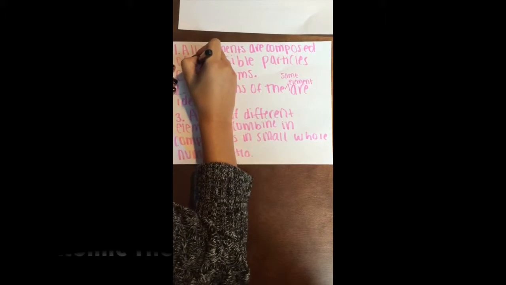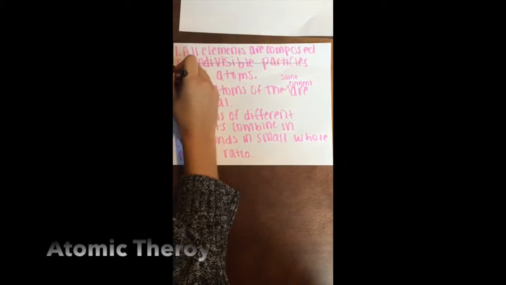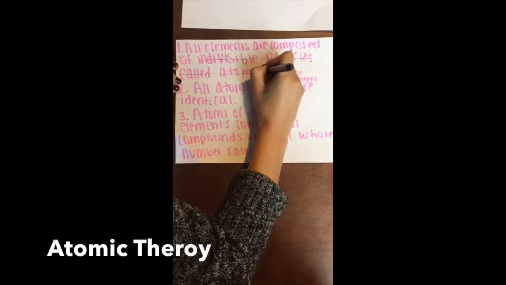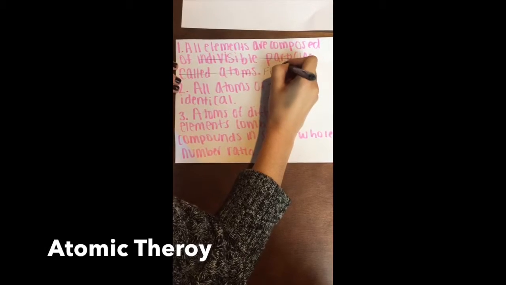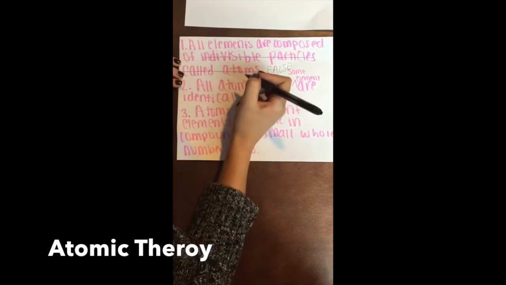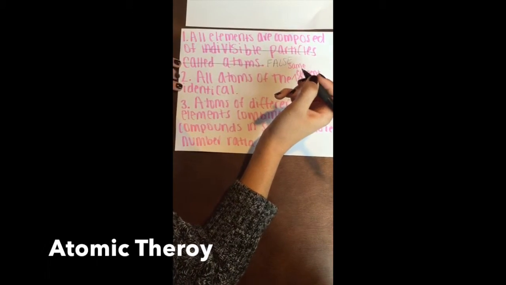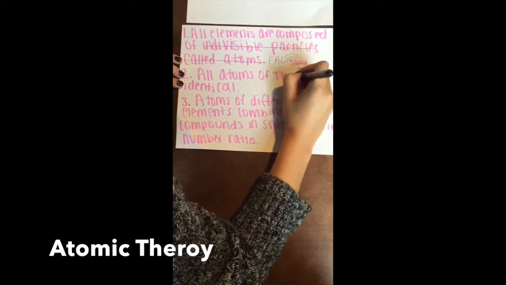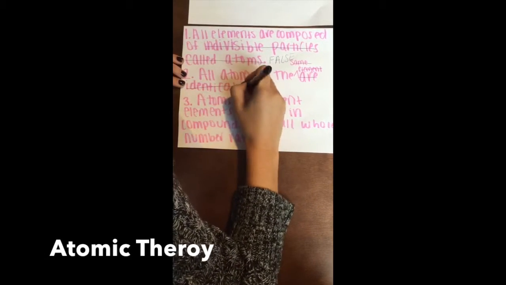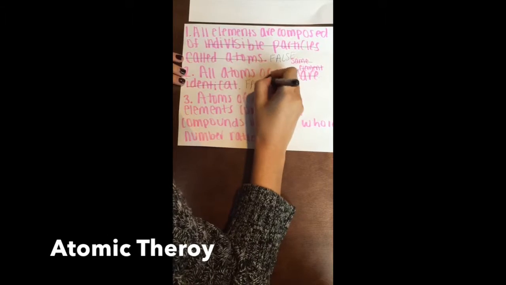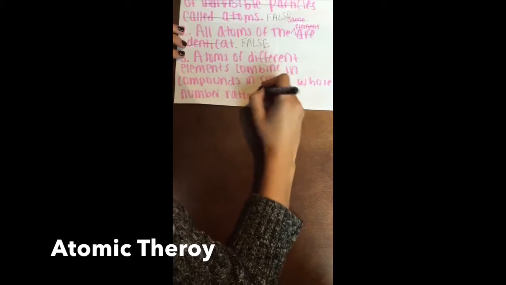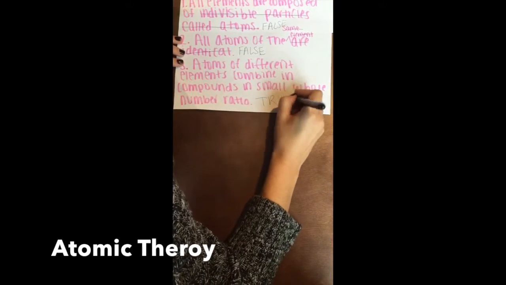1. All elements are composed of indivisible particles called atoms. This is false. It can be broken down to smaller parts such as protons, neutrons, and electrons. 2. All atoms of the same element are identical. This is false because there are isotopes. 3. Atoms of different elements combine in compounds in small whole number ratios. This is in fact true.